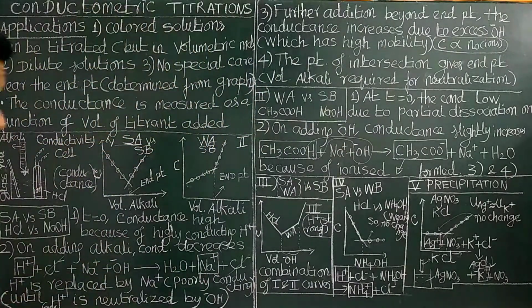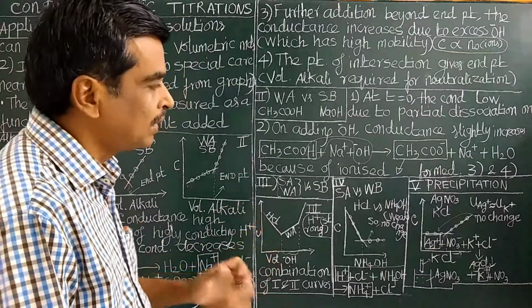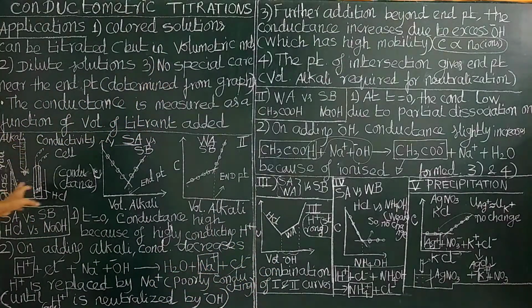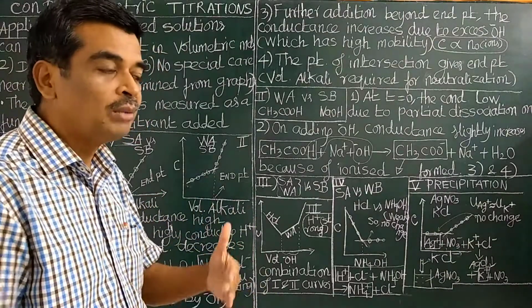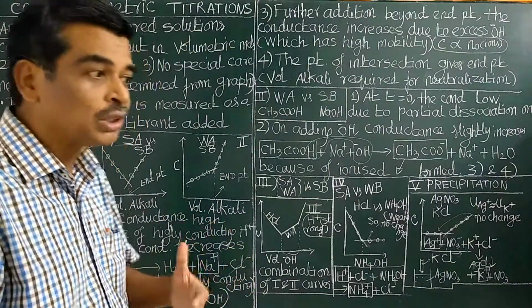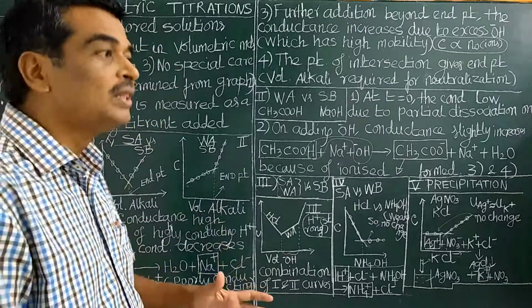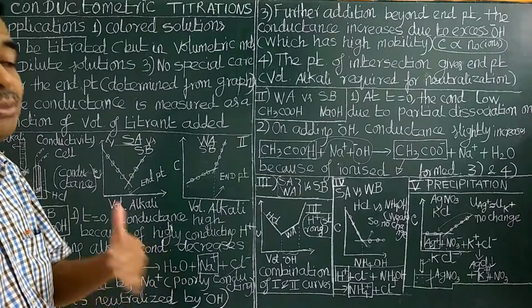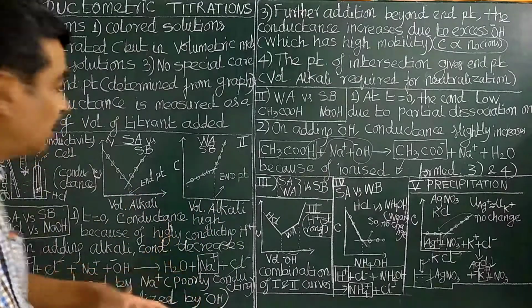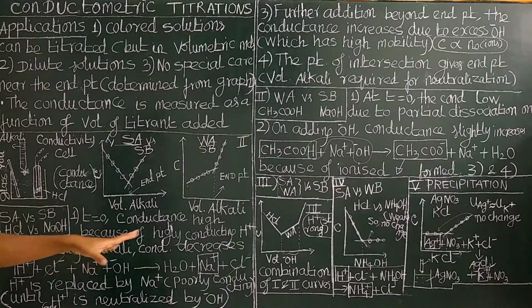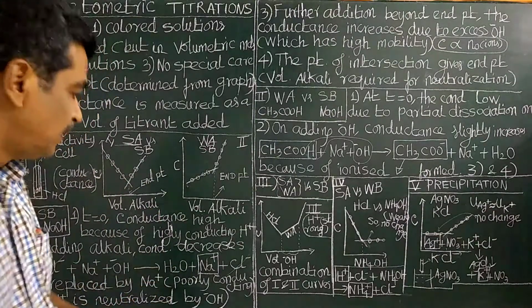Now there is one very important factor I will tell you: the effect of dilution. When you add alkali or potassium chloride, what will happen? There is an increase in volume, which is the dilution factor. This also decreases the conductance. Because of dilution the conductance decreases, and also because of removal of H+ the conductance decreases. Therefore, we will see the following.